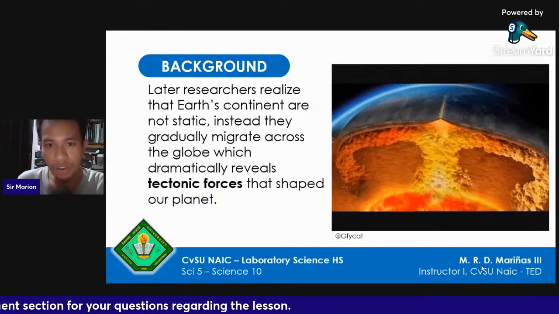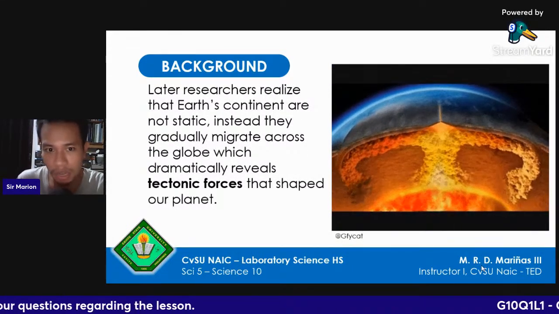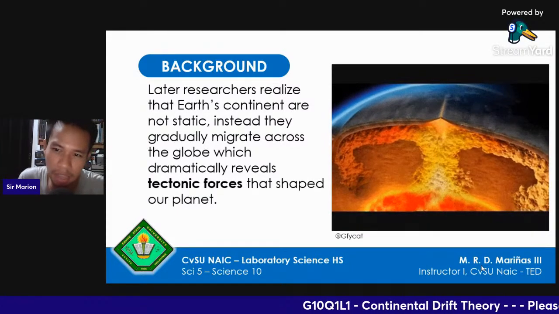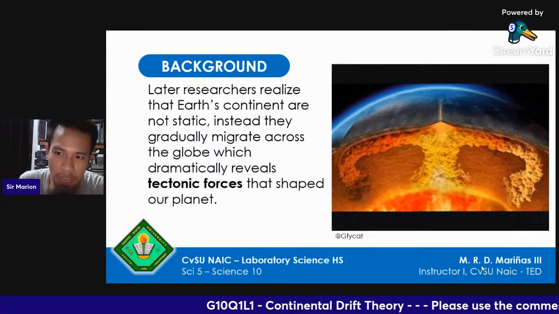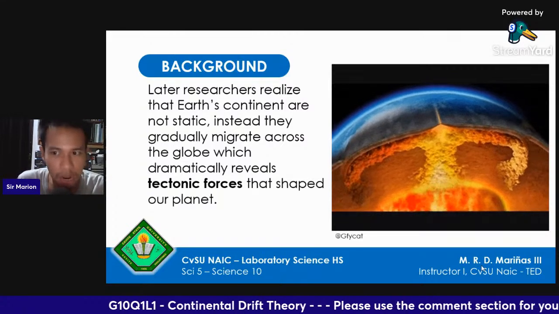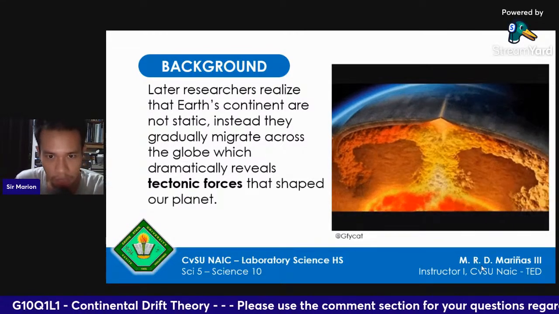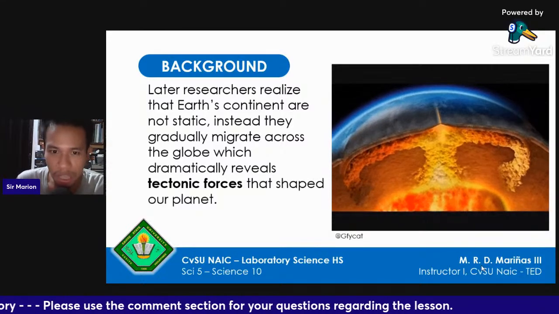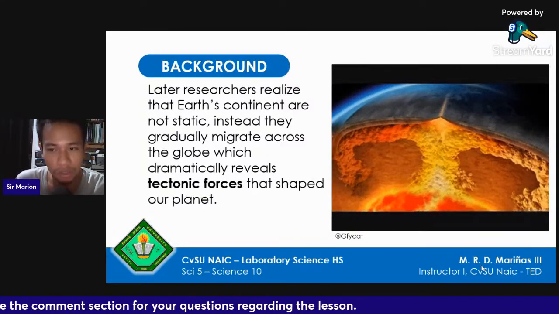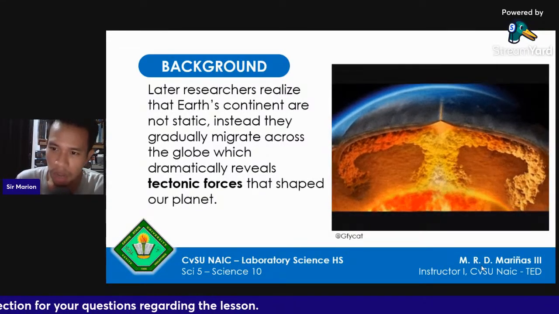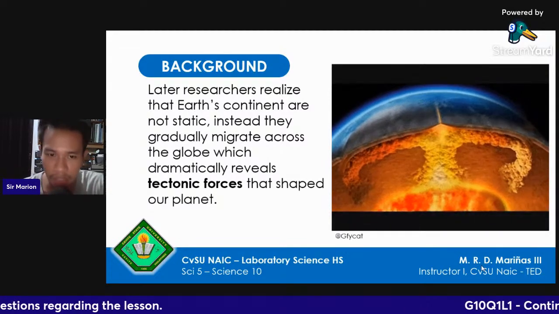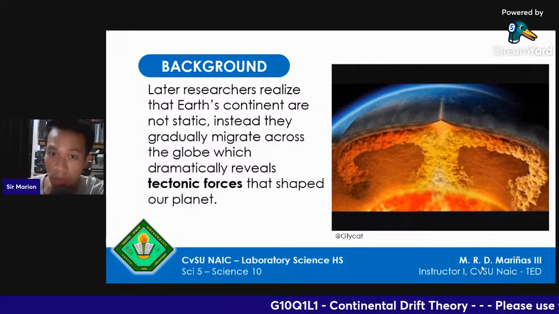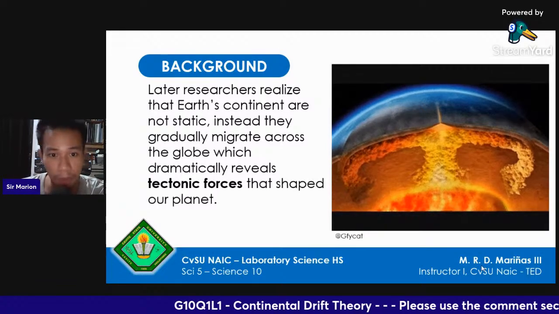But later researchers realized that Earth's continents are not static. Na-realize ng ating mga scientists, ng ating mga geologists na hindi fix yung position ng ating mga continents. They have the idea na itong mga continents na to, they actually gradually migrate across the globe. Naisip nila, nakita nila through evidence na itong mga land masses na to, they are actually moving, gumagalaw sila across the face of our planet.